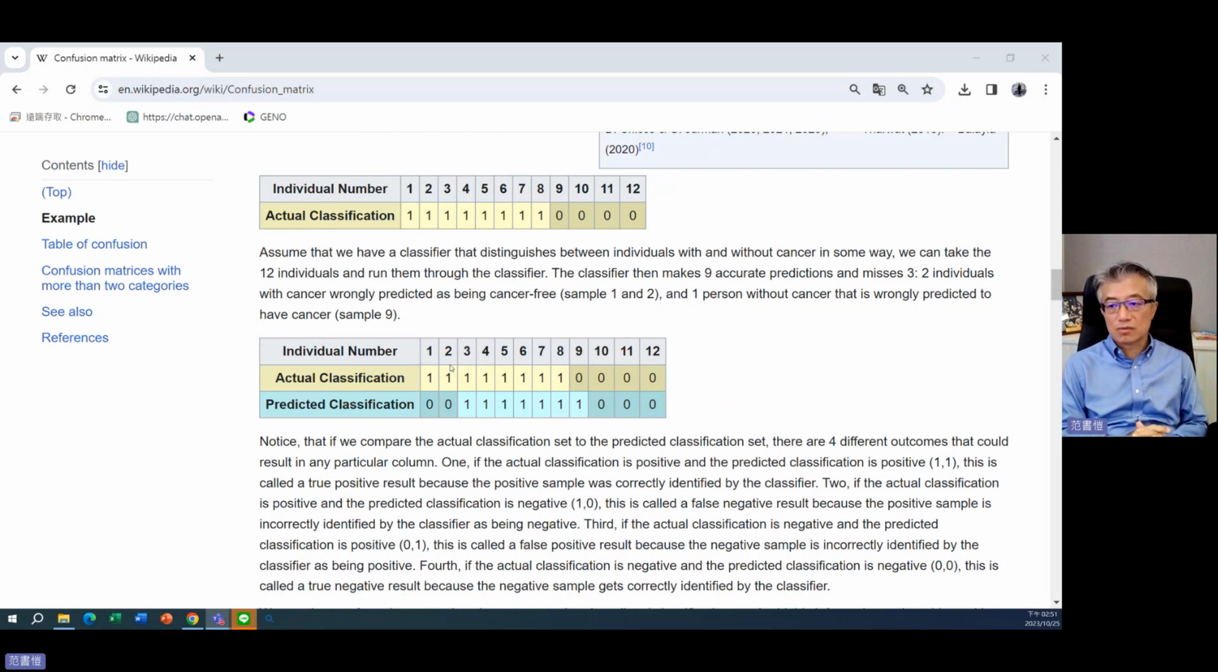However, it is not revealed as a positive instance. So it's mistakenly predicted as negative. So we call it false negative.